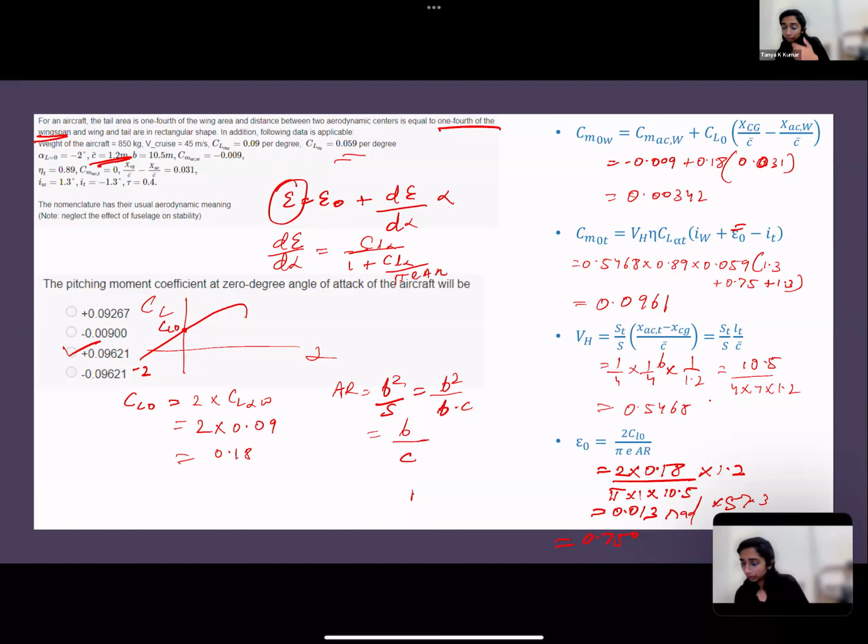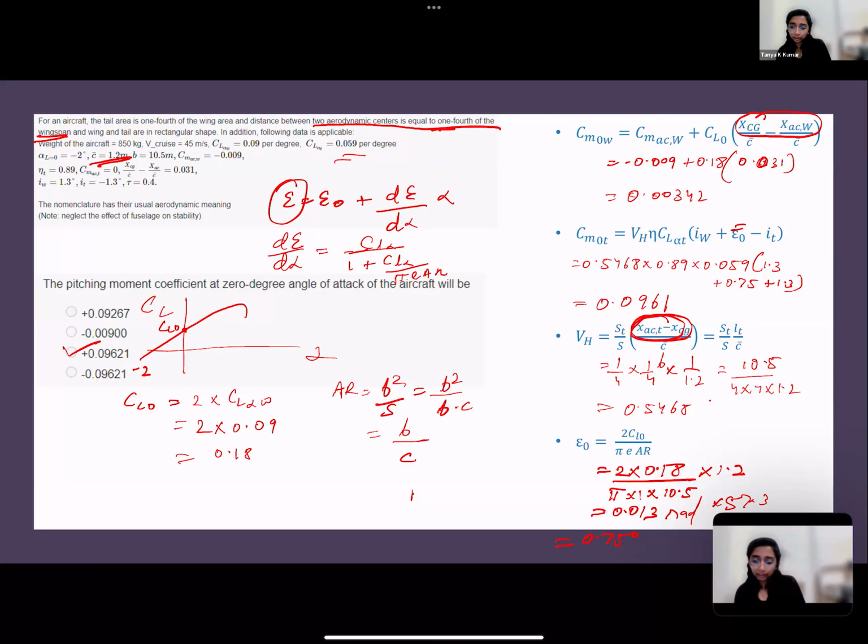One assumption that we've made here is that we've taken this distance between two aerodynamic centers equal to 1/4 of the wingspan. But our value was not the distance between two aerodynamic centers, it is between XAC tail and XCG. We could have actually found out the proper distance because you have this value and you have the distance between the two aerodynamic centers. So you could have gotten a perfect value. So this is the closest.